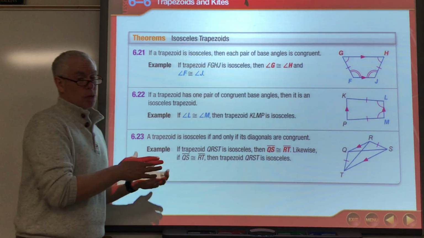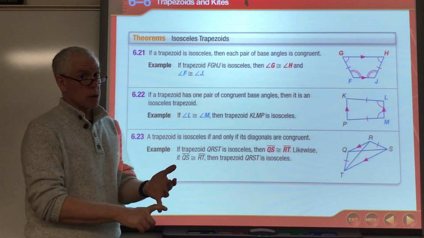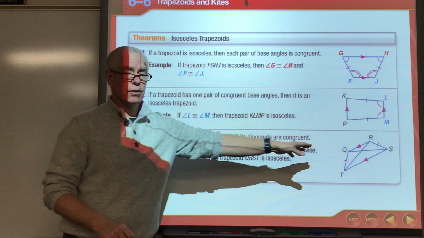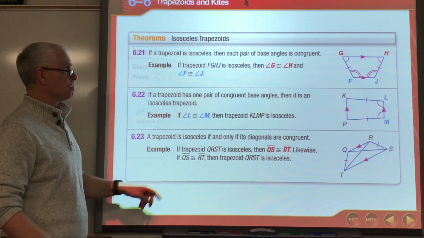Which is why, think back to rectangle. In order to prove that something was a rectangle, we first showed it was a parallelogram with congruent diagonals. Showing the diagonals are congruent wasn't good enough because it might have been an isosceles trapezoid.